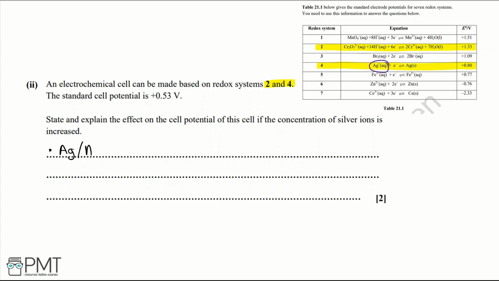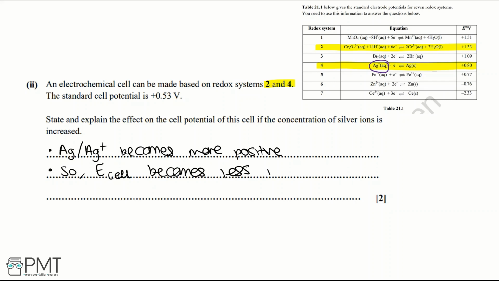So we can then write our 2 bullet points. Our first one is going to be that redox system 4, or the silver ion redox system, is going to become more positive. That's our first bullet point. And this is going to mean that the electrode potential of the cell is going to become less positive. So the combined redox system 2 and 4 electrode potential. To get the 2 marks for this question, you get a mark for each of the bullet points that I've written.